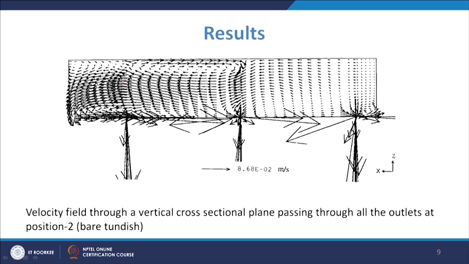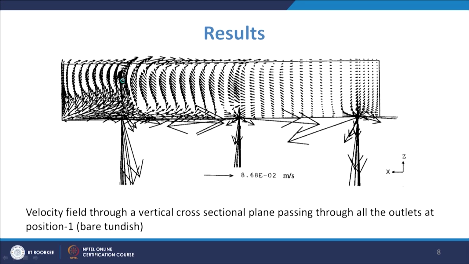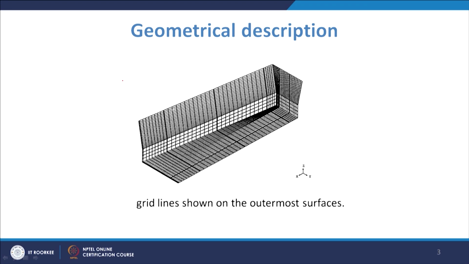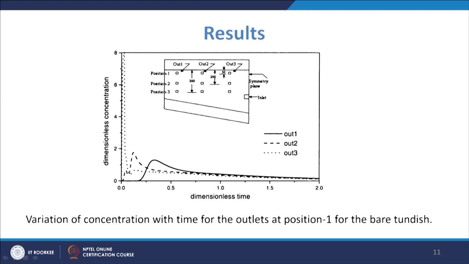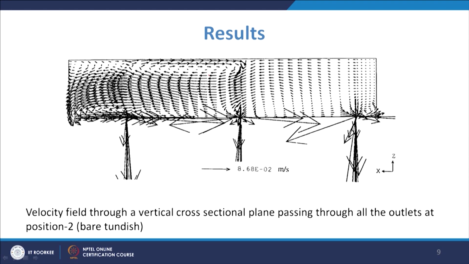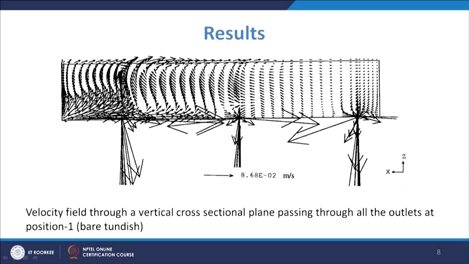Position 1, 2 and 3 can be seen in the results, and it will be shown here. Position 1 is close to the wall, 2 is away from the wall, and 3 is near the inlet plane itself. So, you have these 3 positions. Now, in position 1, which is close to the wall, the flow is going towards the wall at the top, and then it is moving from there.